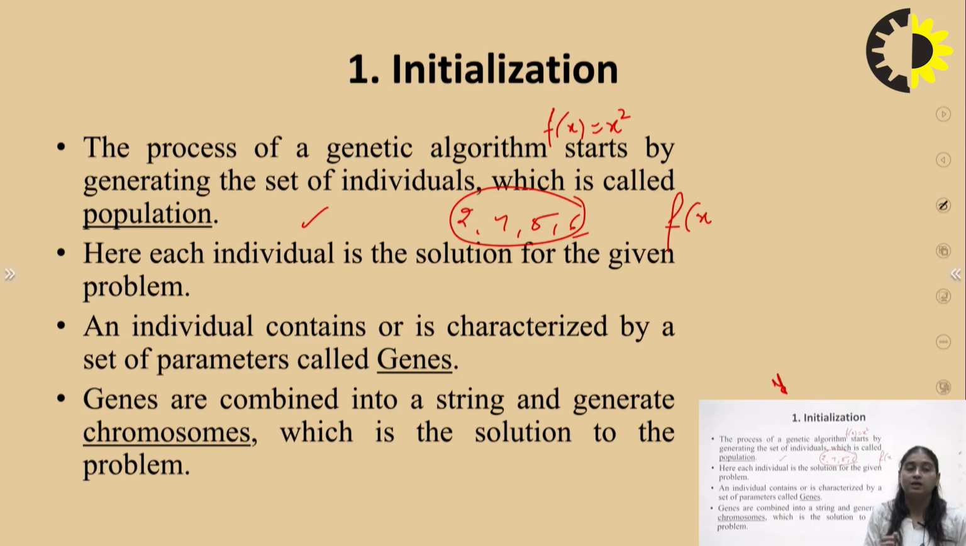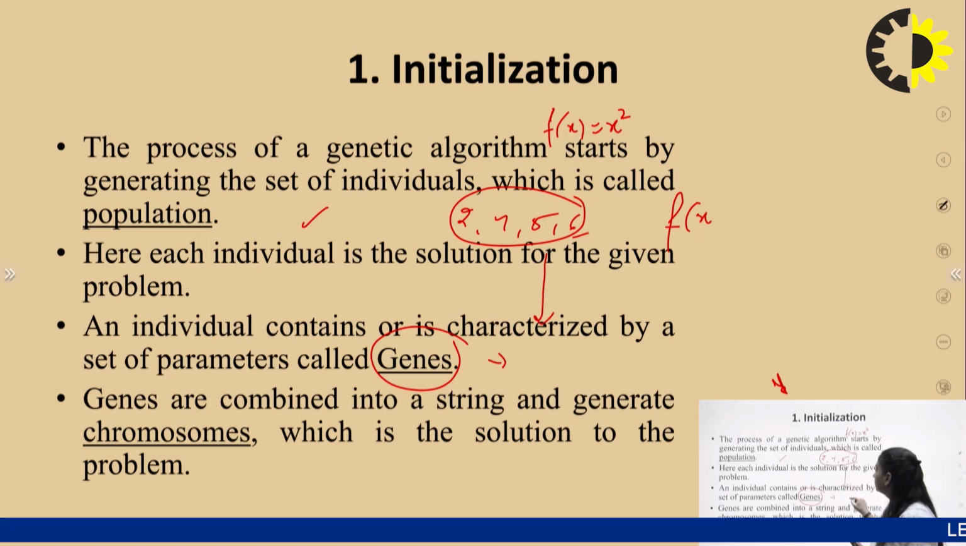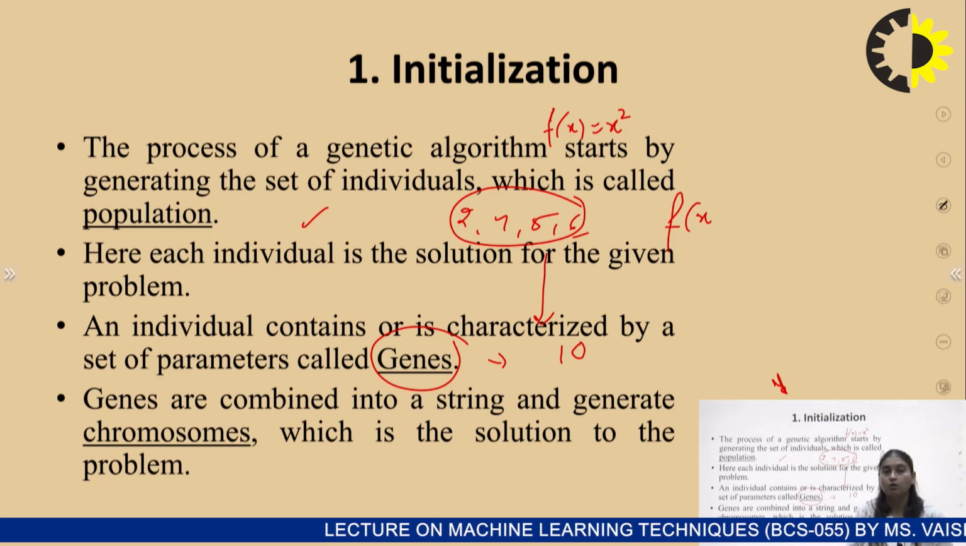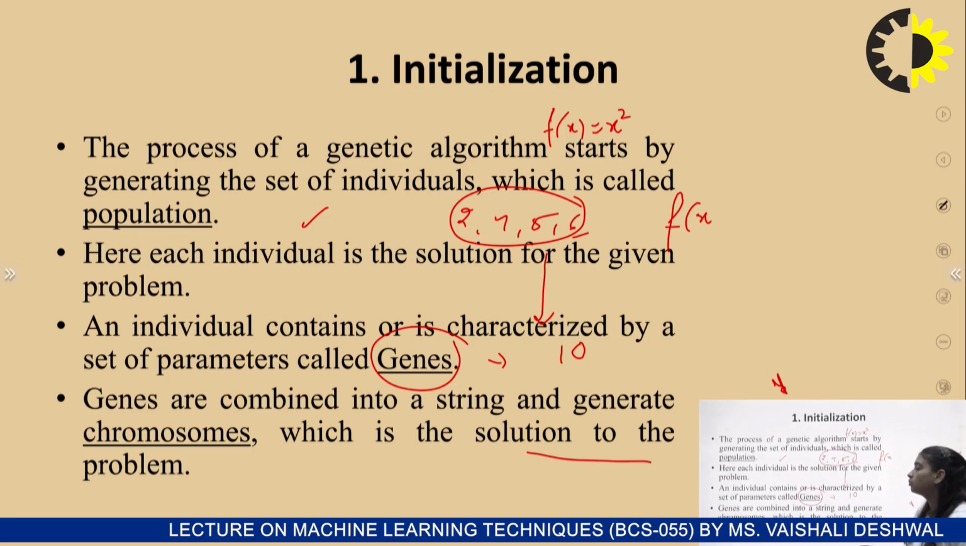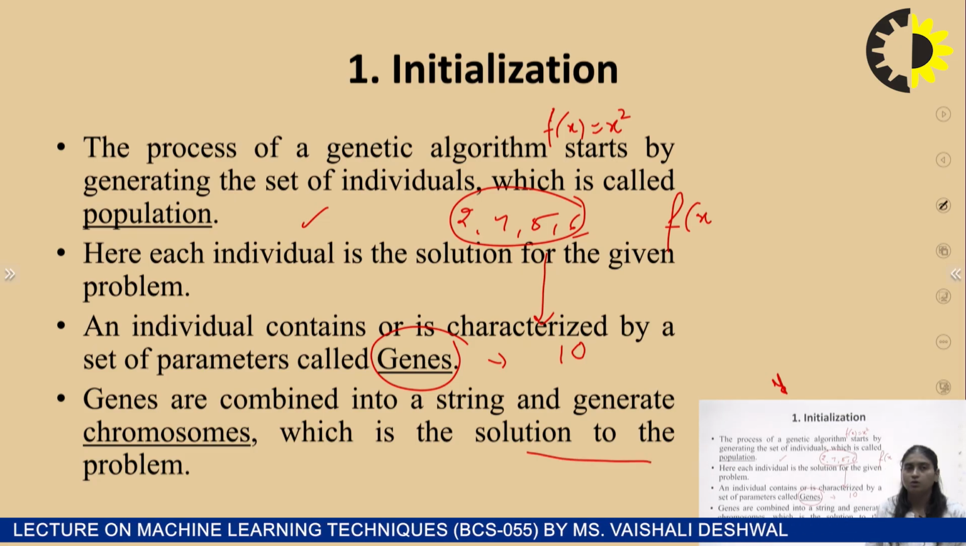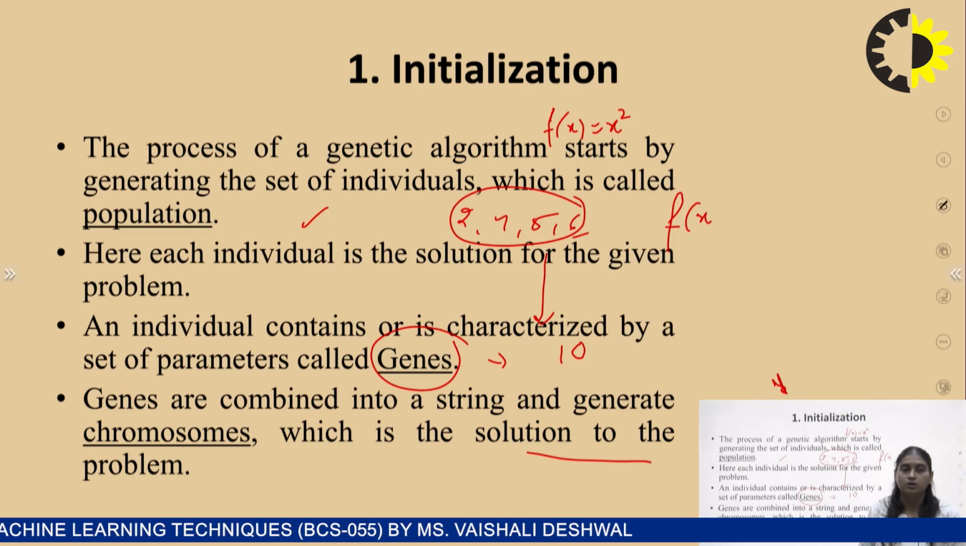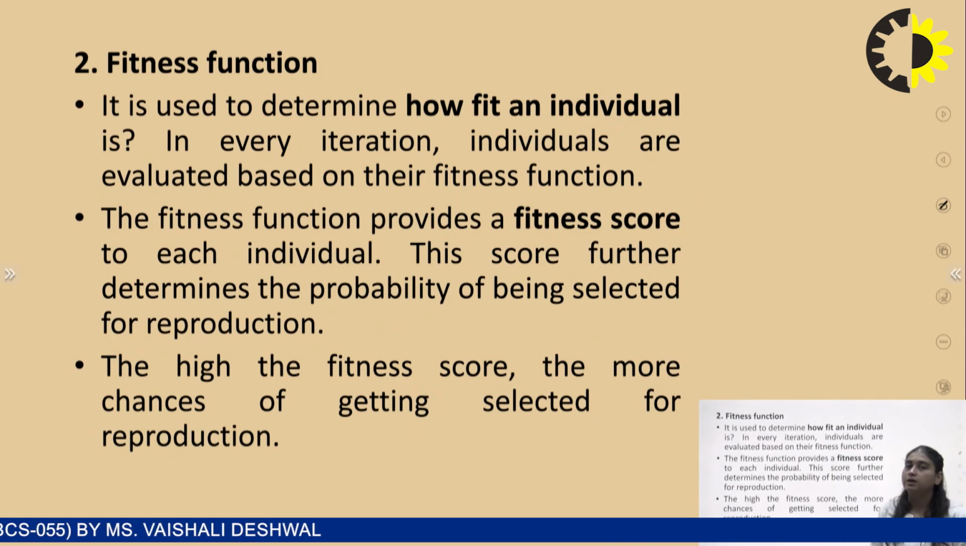Then the individual is characterized by a set of parameters. So we have another terminology called genes. If you convert the population into the bit form, like if I write 2, I can write 10. So this refers to genes, and the genes that are combined into a string, those strings refer to a chromosome, which is the final solution to a particular problem. So these are the terminologies which you need to understand: population, individuals, genes, and then chromosome.